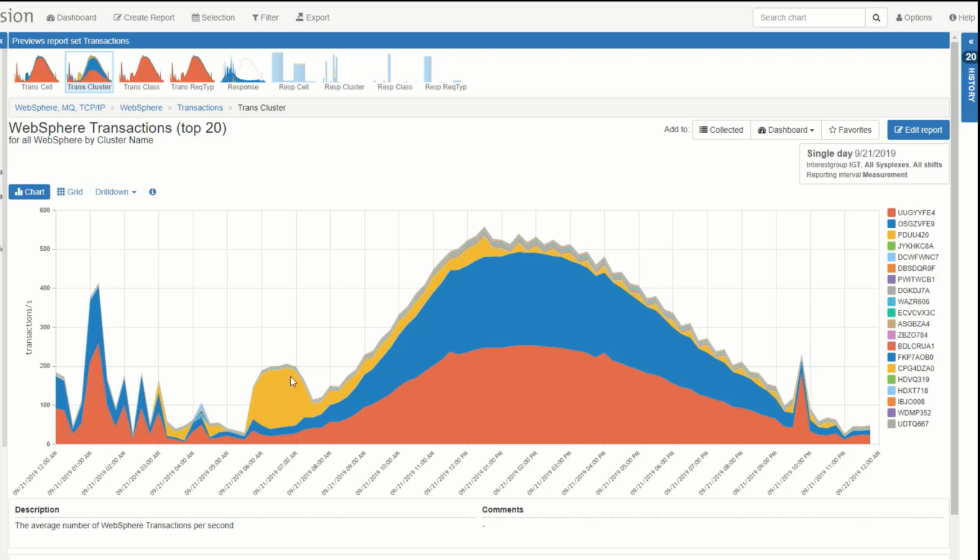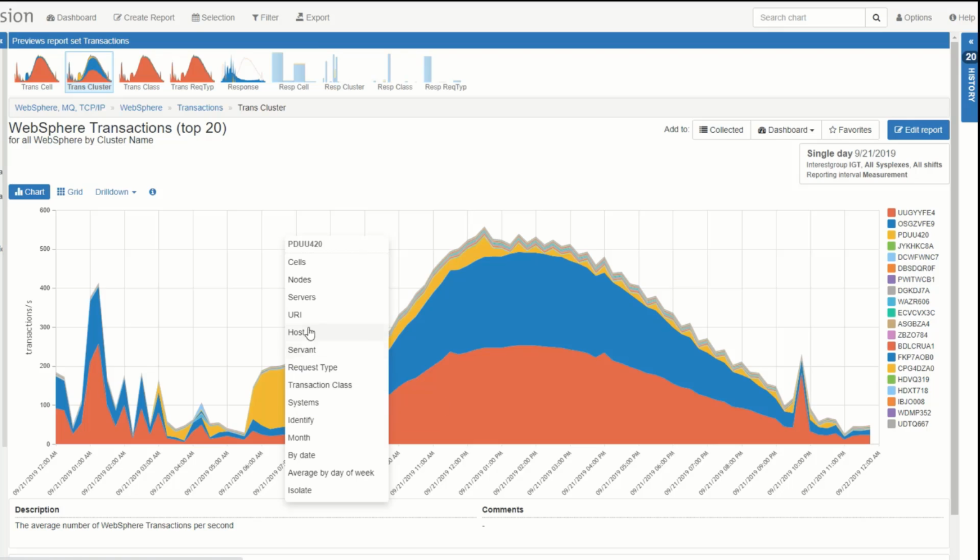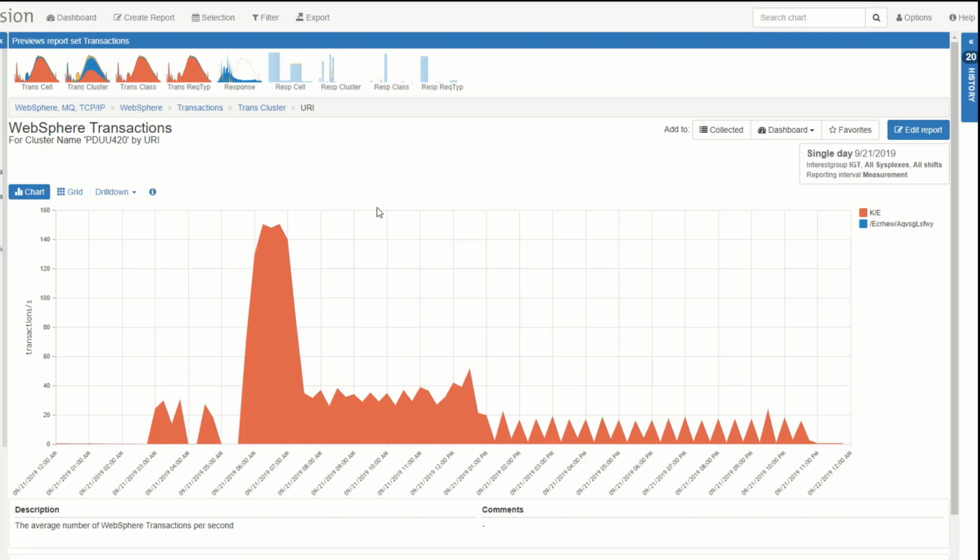In this data, we see a bubble in the early morning hours, so let's find out more about that. Let's see which requests are driving this. We see now that one particular transaction is causing the increase. Again, your URI names will be more realistic, and they'll indicate the application or the resource involved.